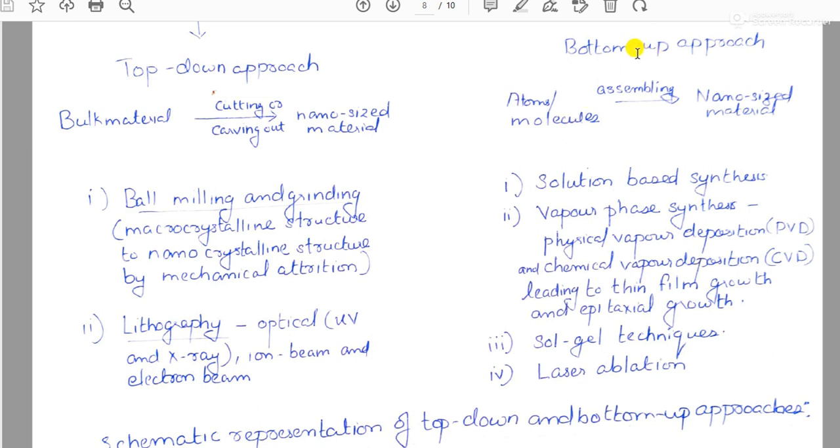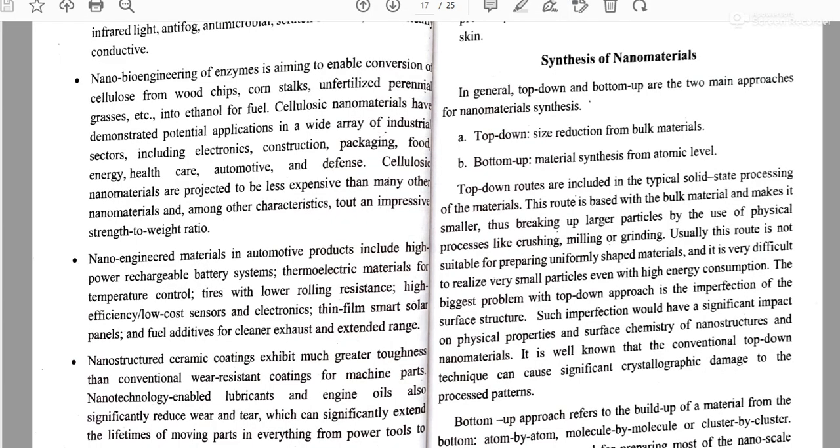Then generally in bottom-up approaches we have solution-based synthesis, that is chemical co-precipitation method. Then vapor phase synthesis is there. In vapor phase itself, there are physical vapor deposition PVD techniques as well as chemical vapor deposition CVD techniques, and then sol gel techniques, then laser ablation. So all these are examples of bottom-up approaches. So let us discuss more about this.